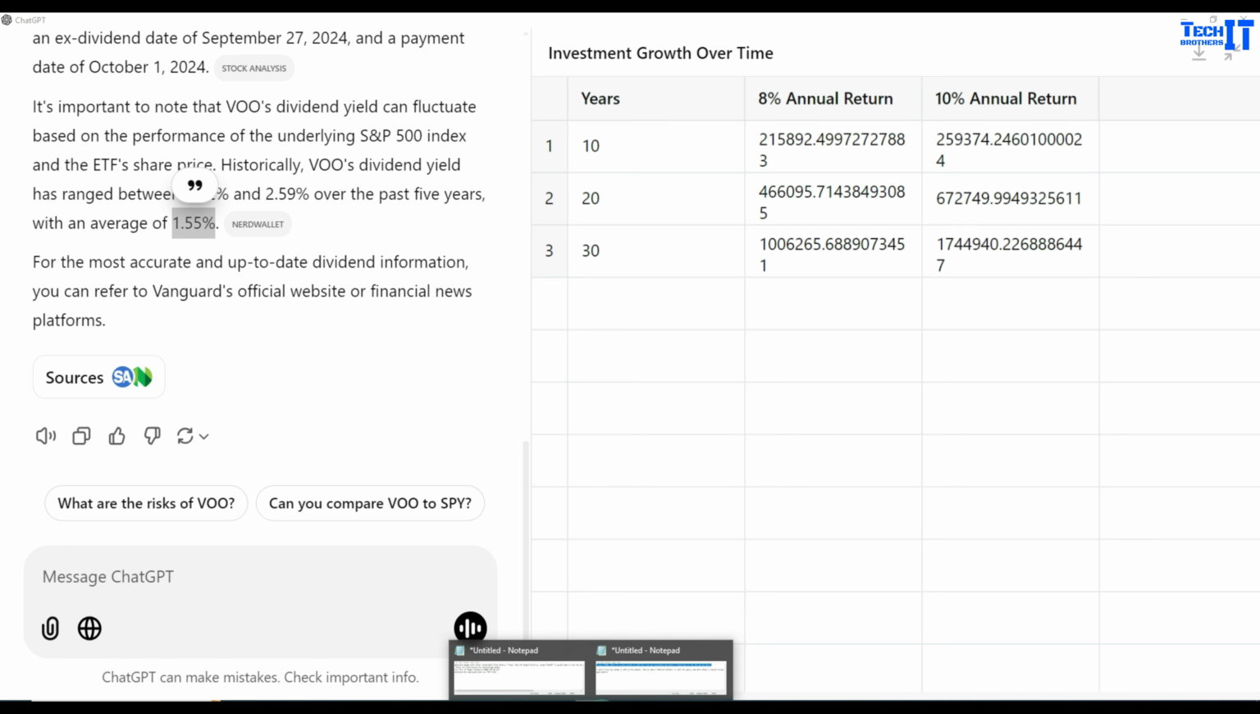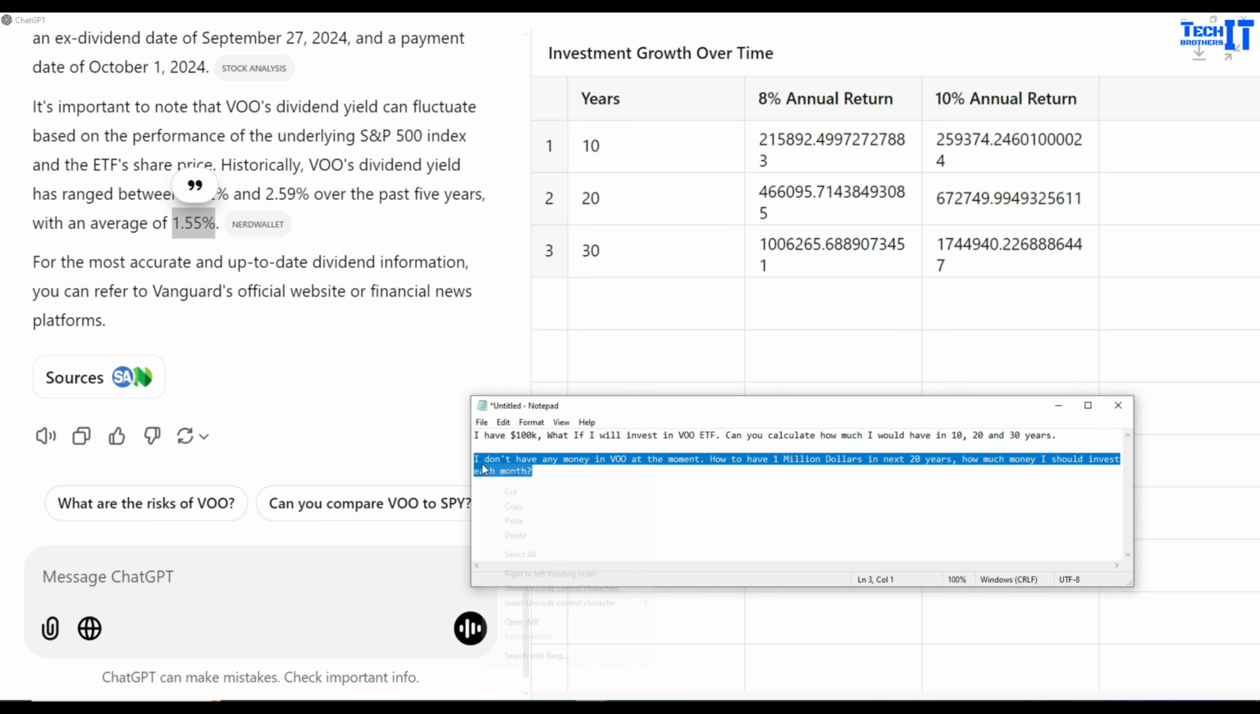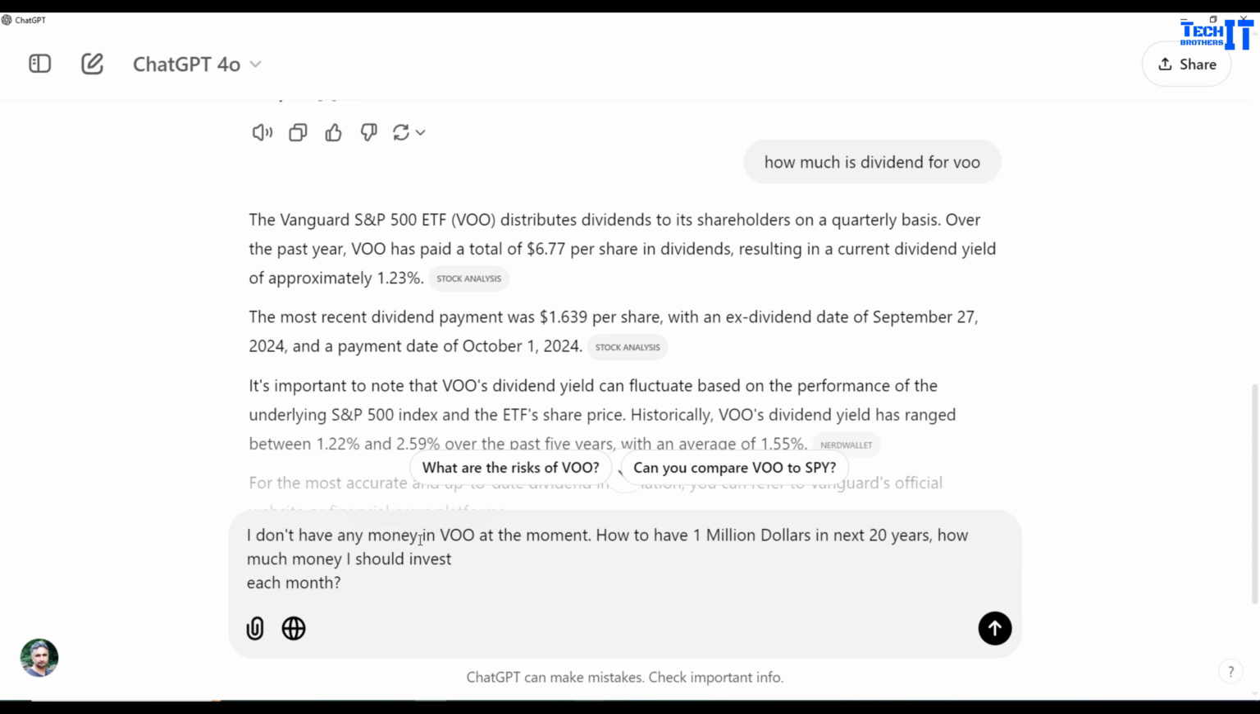Now let's ask a different question, because I don't have 100,000. I don't have any money right now. So I'm gonna rewrite my question, and let's close this. And now we will ask this question. I don't have any money in VOO at the moment. How to have $1 million in the next 20 years? How much money should I invest each month to achieve my goal?